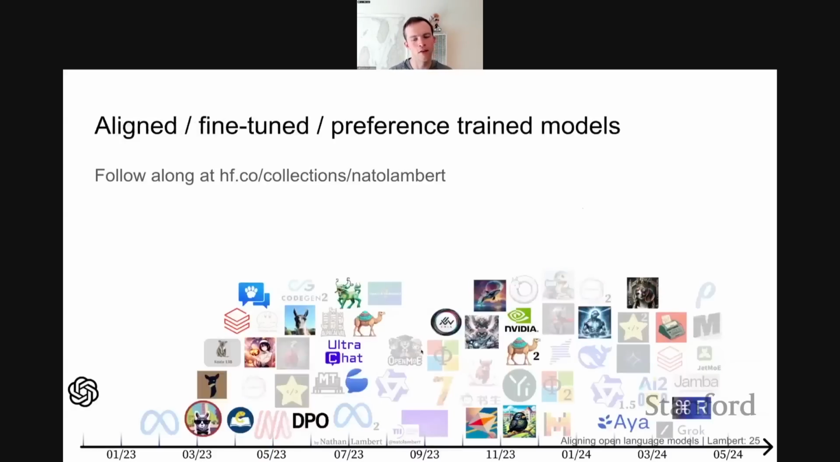And then the aligned models are a lot of times what people can play with, and what you could try out, what you could do yourself on much less computing infrastructure and all these things. So I'm going to talk more about the aligned models, but everything matters. It's one big ecosystem.